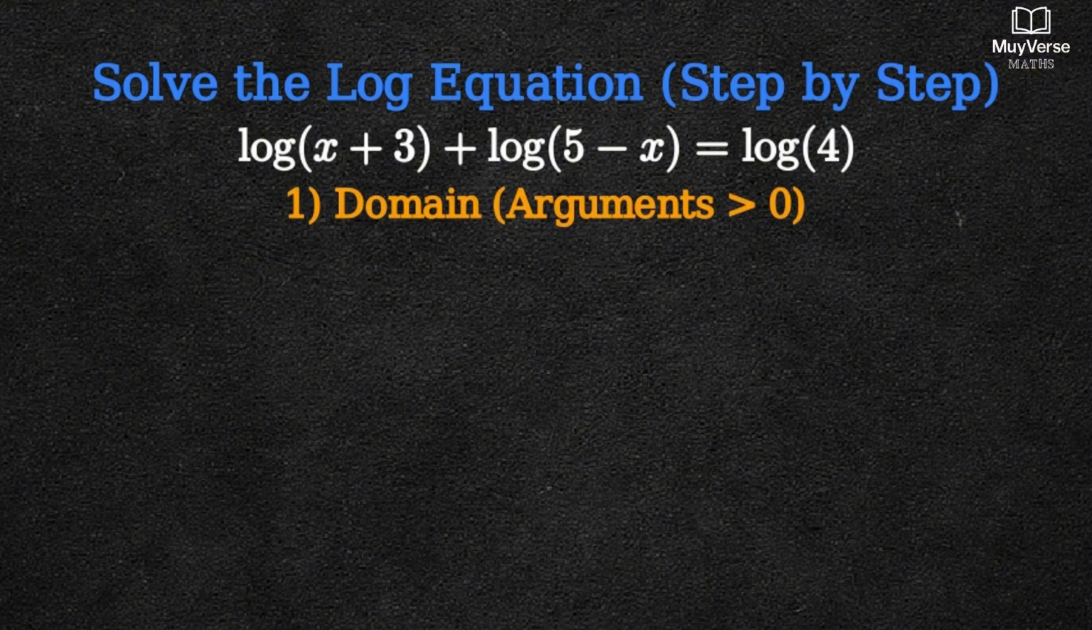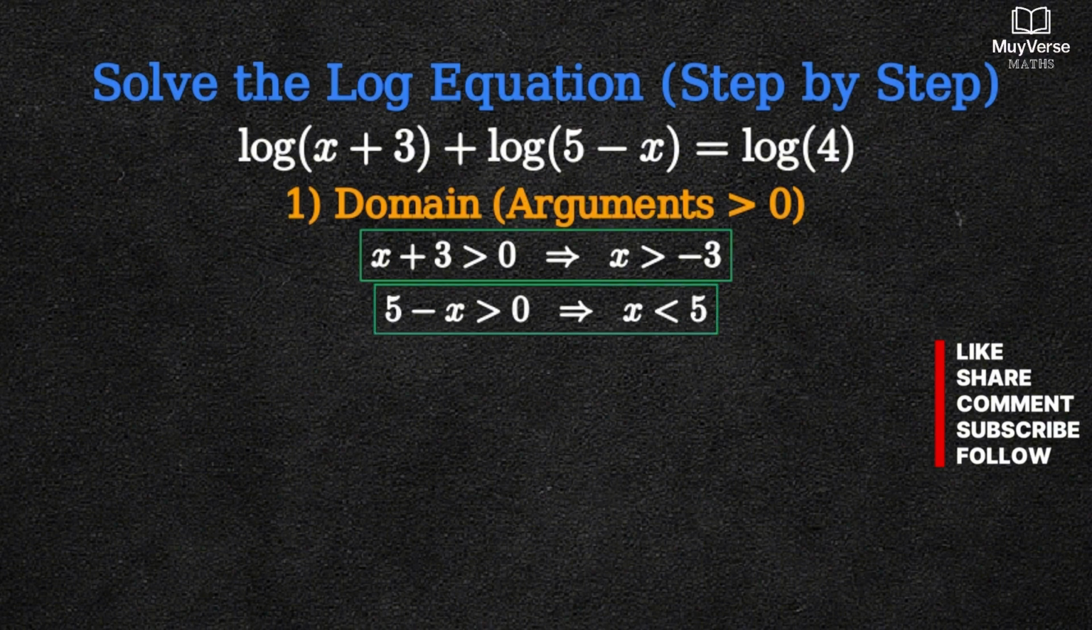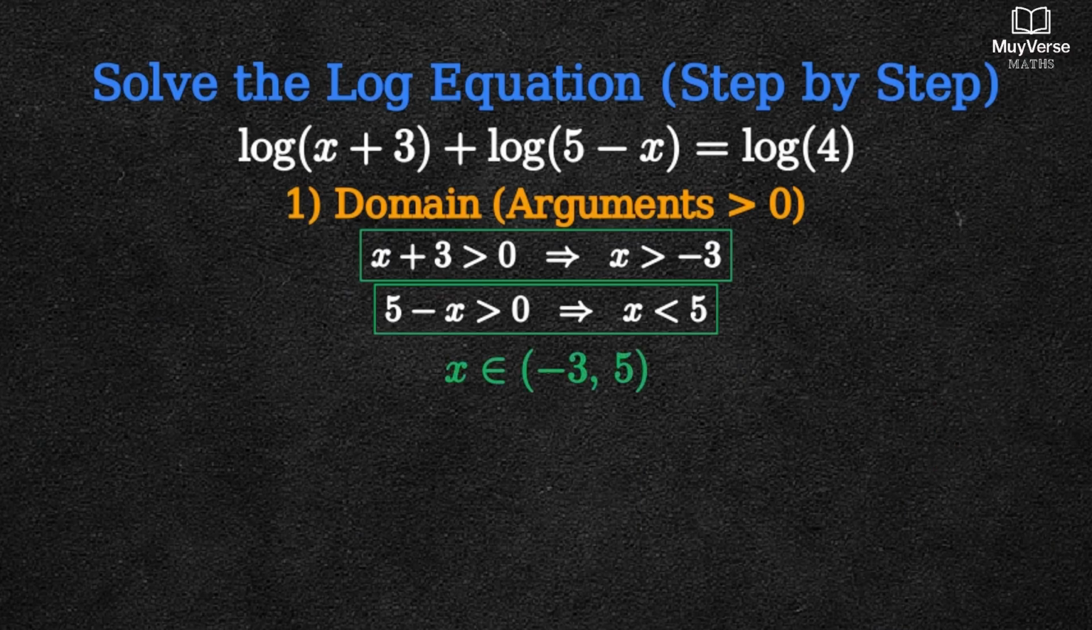For any logarithm, its argument must be positive. From log of x plus 3, we need x plus 3 greater than 0, so x greater than -3. From log of 5 minus x, we need 5 minus x greater than 0, which means x less than 5. Therefore, the solution must lie in the open interval -3 to 5.